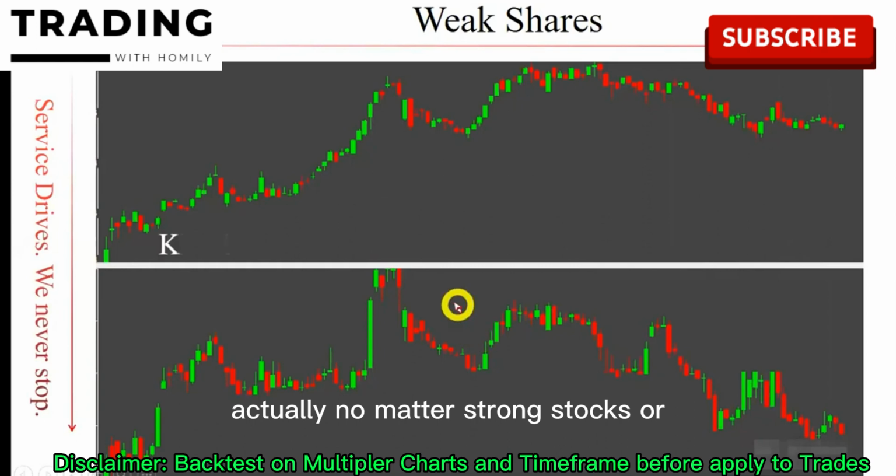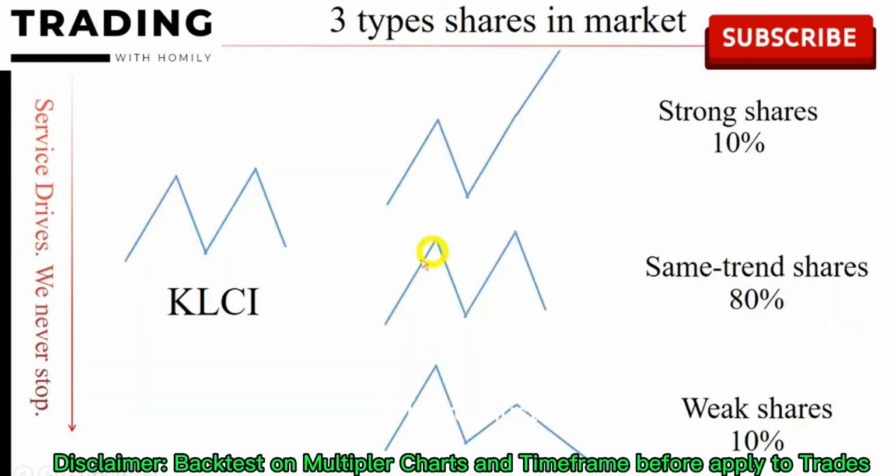Actually, no matter strong stocks or weak stocks, there must be some special reasons leading to their trend. Why they are stronger or weaker, we as technical analysis learners can distinguish them by the difference in trend. For the strong shares, they are almost around 10% in the market. Weak shares are around 10%, and most shares are same trend shares. And through the above three examples, we can see the strong stocks will continue to be strong. Weak stocks will continue to be weak.